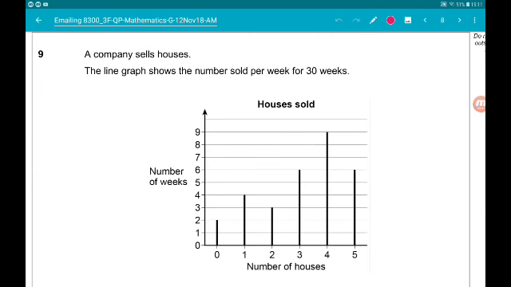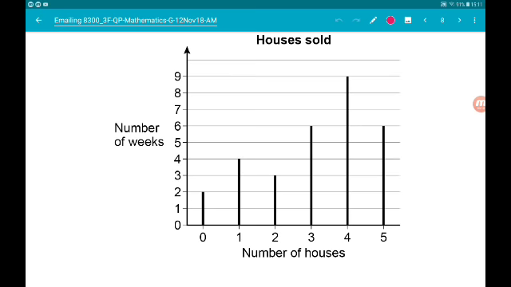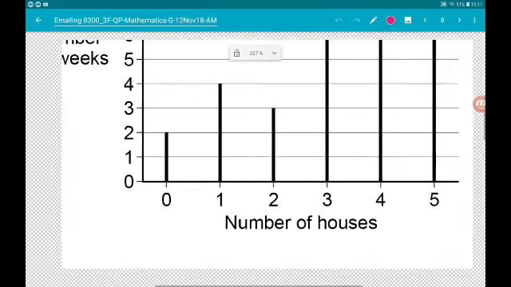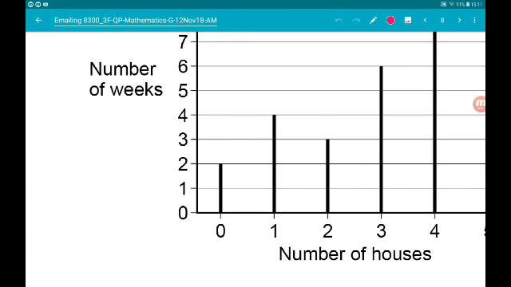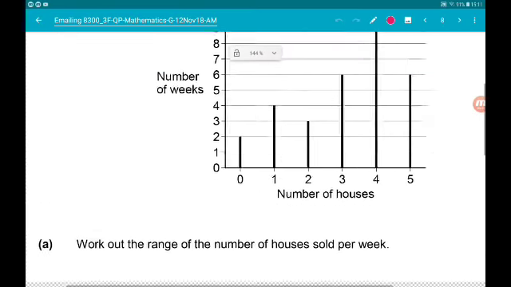Okay, number 9. A company sells houses. The line graph shows the numbers sold per week for 30 weeks. So, graphs like this often cause a lot of confusion. So along the bottom we've got the number of houses, and up the side we've got the number of weeks. So what this is saying, 0 houses were sold on 2 weeks. 1 house was sold on 4 weeks, for example.